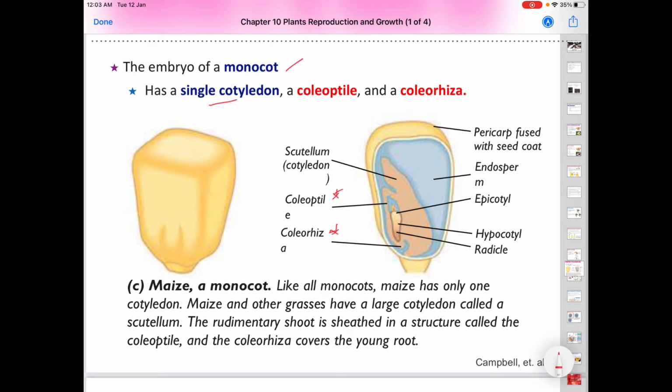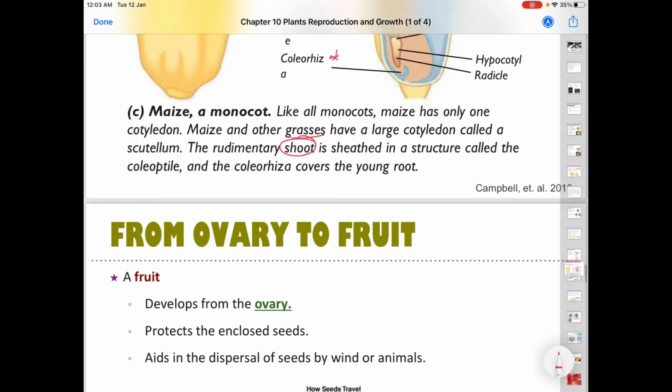Like all monocots, maize has only one cotyledon. Maize and other grasses have a large cotyledon called the scutellum. So the cotyledon is known as the scutellum. The rudimentary shoot is sheathed in a structure called the coleoptile, and the coleorhiza covers the young root. So the shoot is covered by the coleoptile, and the coleorhiza covers the root.